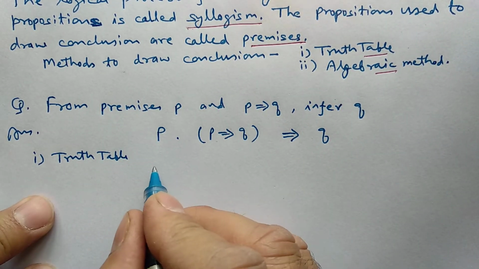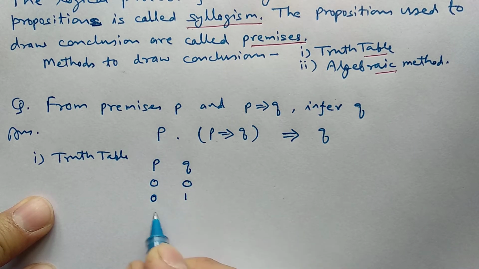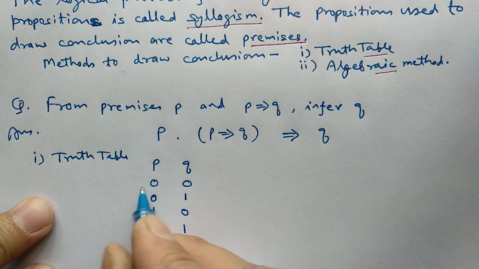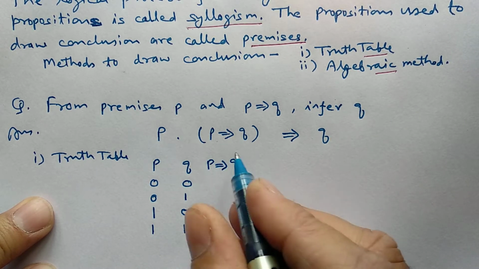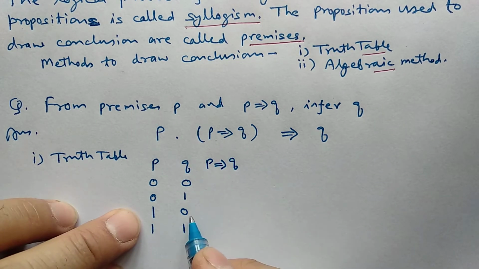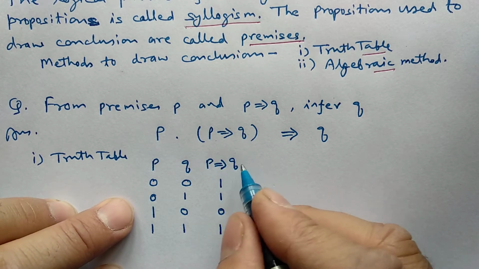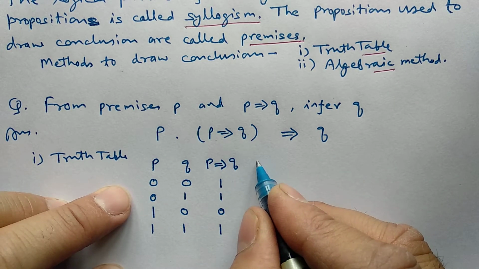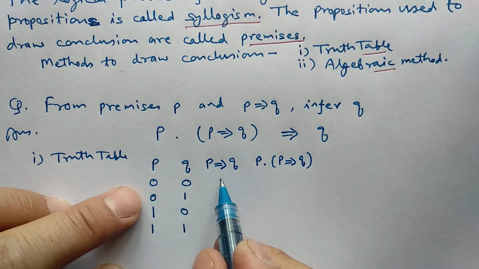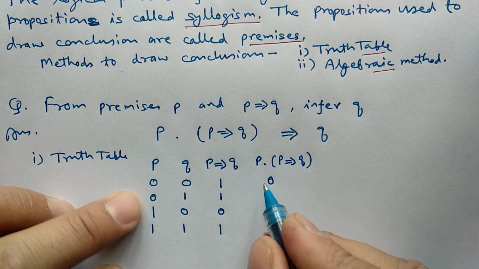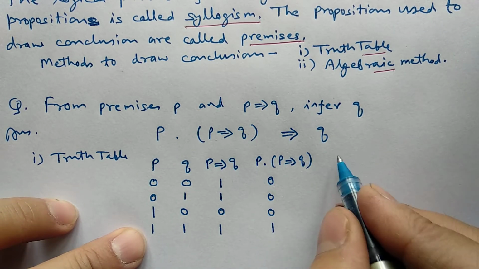In the truth table we have P and Q. You know how to make the truth values: 0, 0, 0, 1, 1, 0, 1, 1. P implies Q: if P is 1 and Q is 0, then 0, otherwise 1. This rule was already explained in the previous videos. And now P and P implies Q: 0 and 1 is 0, 0 and 1 is 0, 1 and 0 is 0, 1 and 1 is 1.